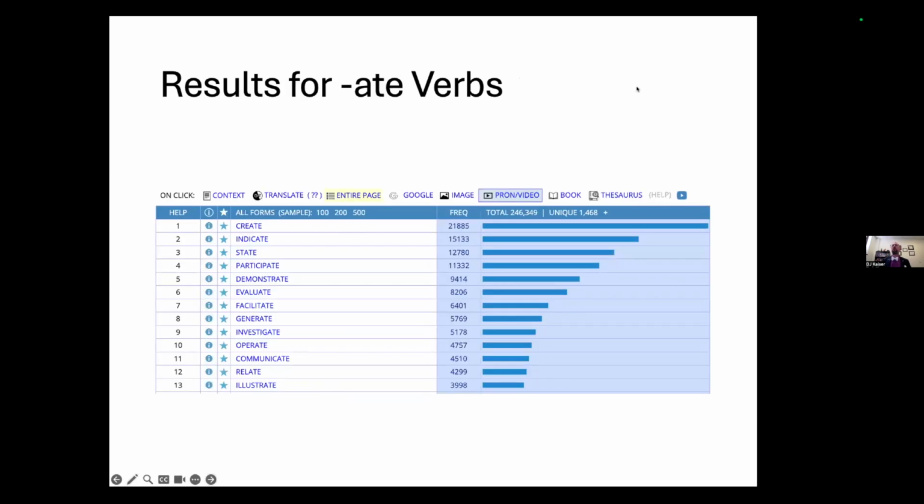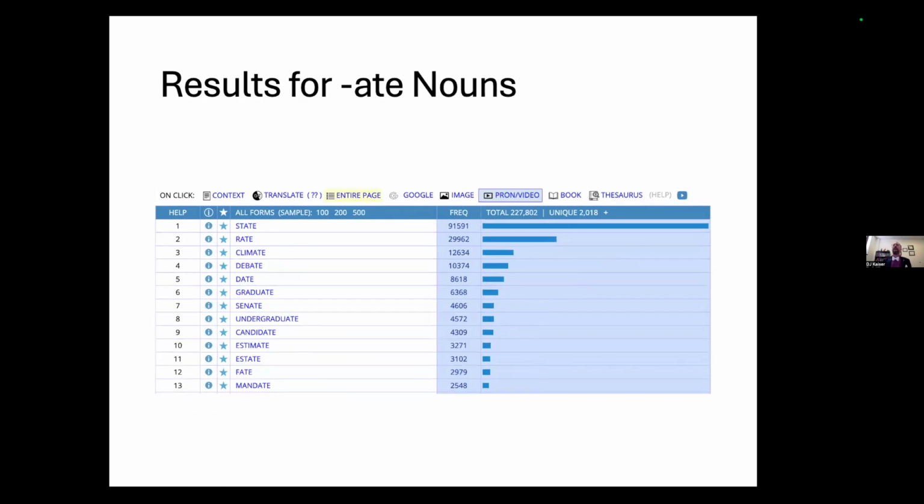And then just showing what some of these results would be. Now, create, because there aren't two syllables to the left of the ATE, I wouldn't use, but indicate comes up the most. And we get participate, demonstrate. So right away, some words are coming up that could be used for putting together materials. The same for nouns.